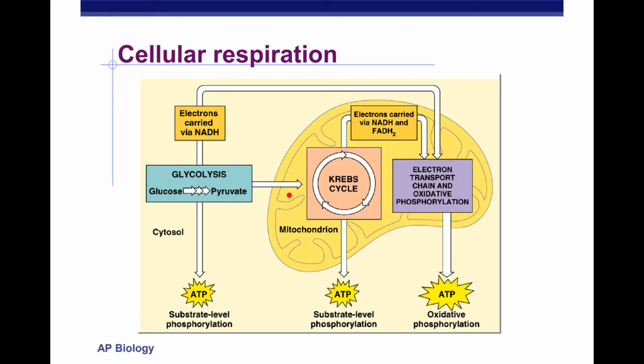And then there is a step that happens right around here that's not showcased by this diagram, which is called pyruvate oxidation. It doesn't necessarily make ATP, but it does make electron carriers, which we will talk about in a little bit.